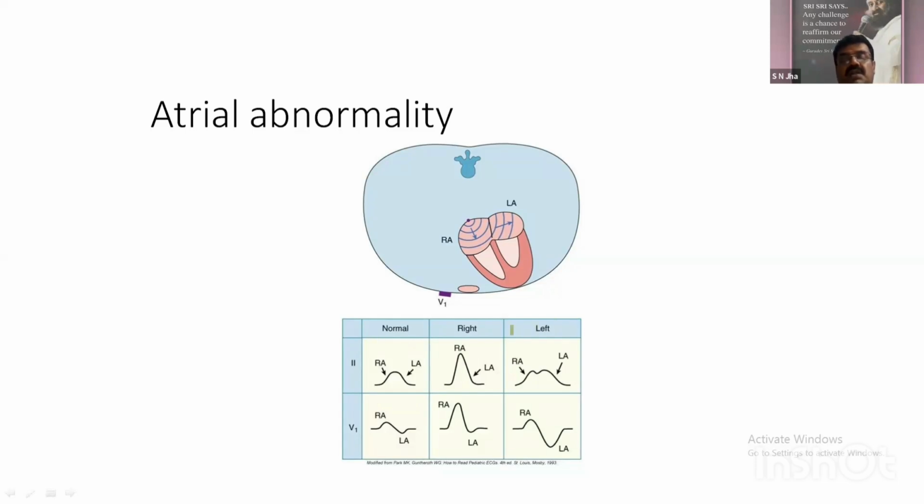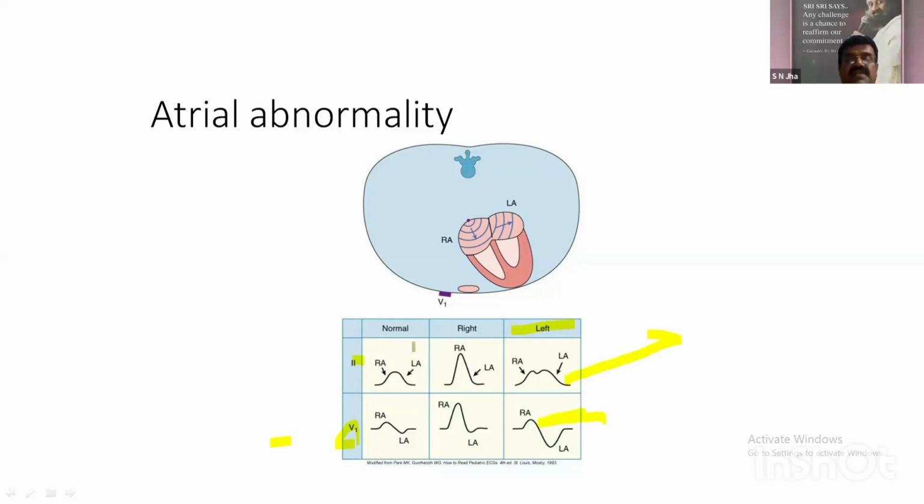So you can see this is left atrial enlargement. In left atrial enlargement, what will happen in lead 2? This is lead 2 and this is lead V1. It will be wide and notched, and in V1 it will be a more negative complex.